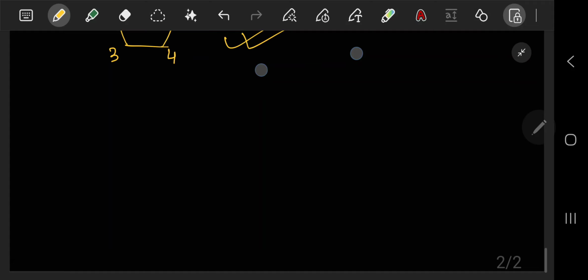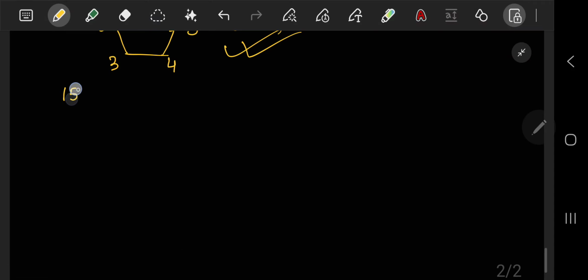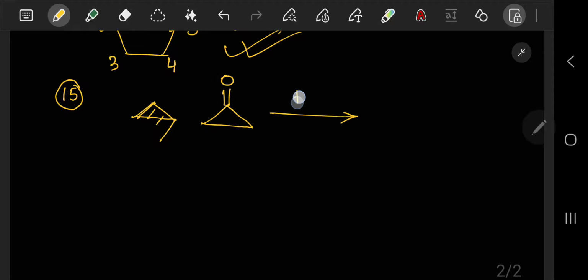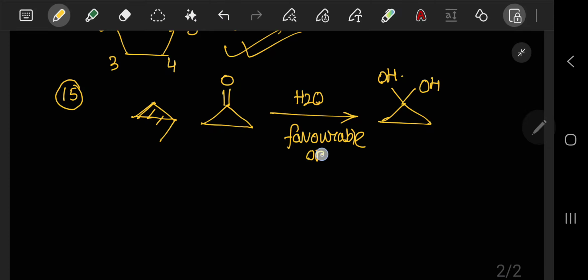ओके 14 हो गया. अब एक बहुत इंपॉर्टेंट कॉन्सेप्ट है. मान लो यह एक 3-membered रिंग है. ओके ना अभी हमें बताना पड़ेगा जी वाटर से रिएक्ट कराएंगे. सो दिस विल बी फॉर्मिंग द diol. Okay, now we have to know whether this is favorable or not. Favorable or not. Now how to understand?